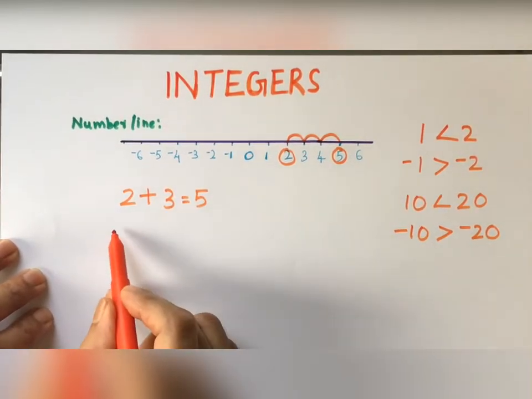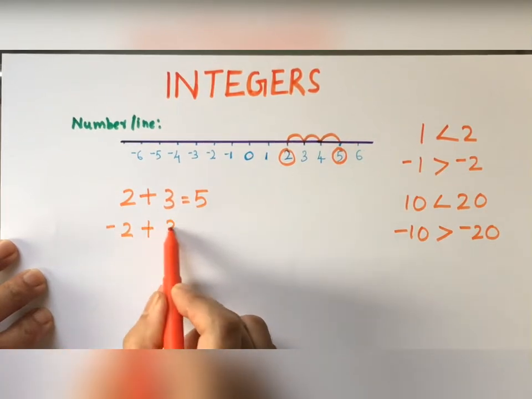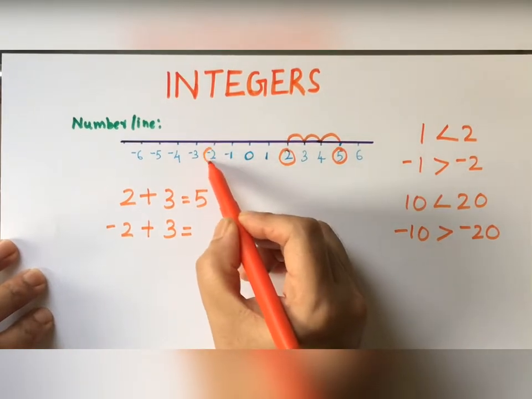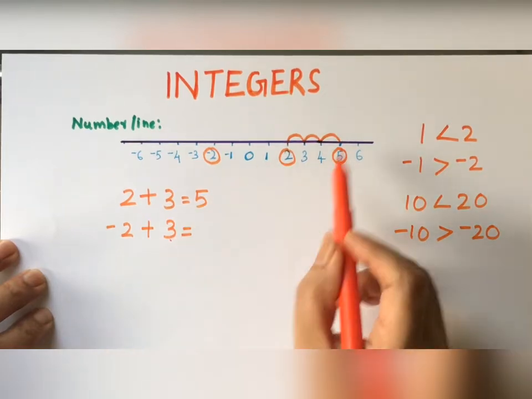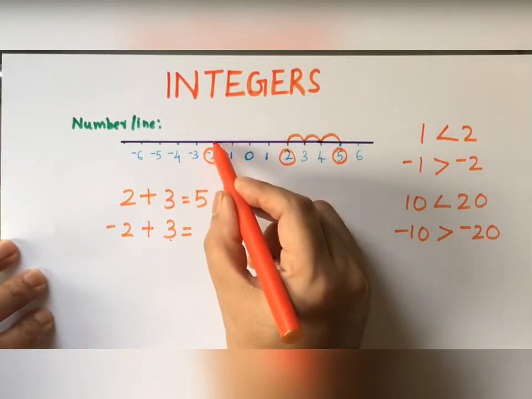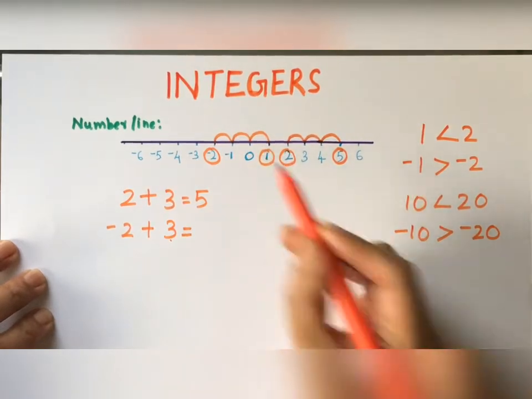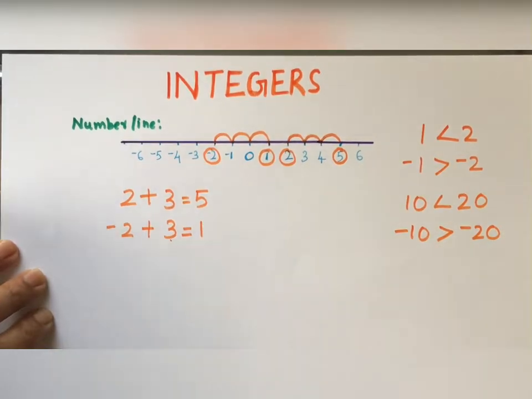Now we'll see how to add a negative number and a positive number using the number line. Here it is minus 2. We need to move 3 places to the right because it is addition. 1, 2 and 3. We got 1. Minus 2 plus 3 equal to 1.